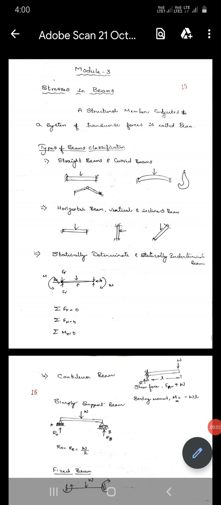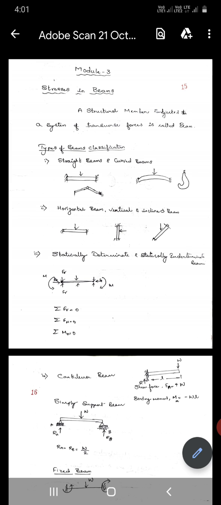Next topic, Module 3, Stresses in Beams. A structural member subjected to a system of transverse forces is called a beam. Any structural member which holds transverse load is called a beam.